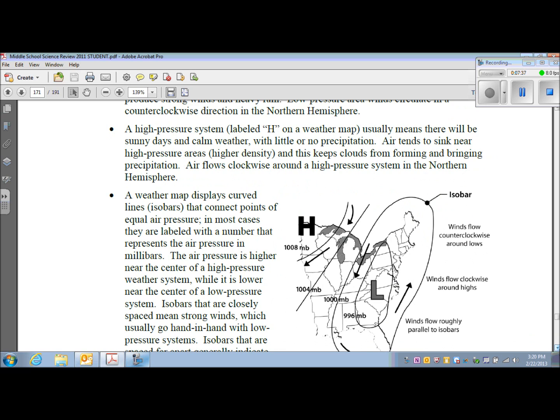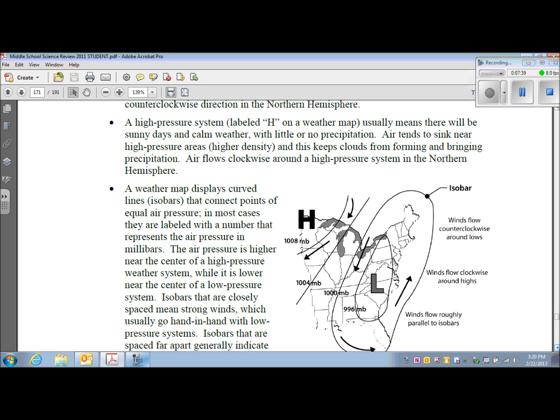A high pressure system, labeled H on a weather map, usually means that there will be sunny days and calm weather, with little or no precipitation. Air tends to sink near high pressure areas, higher density, and this keeps clouds from forming and bringing precipitation. Air flows clockwise around a high pressure system in the northern hemisphere.